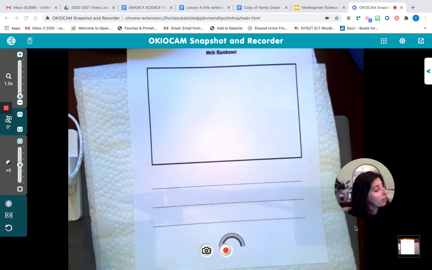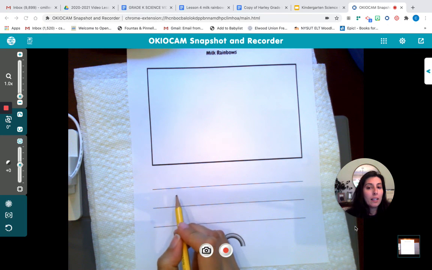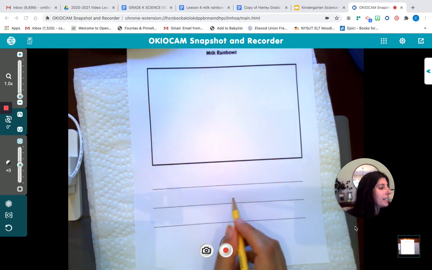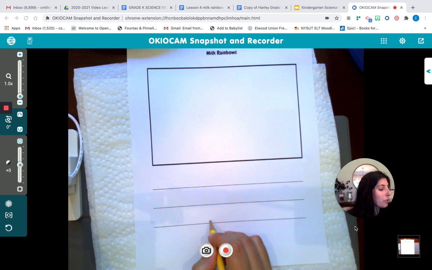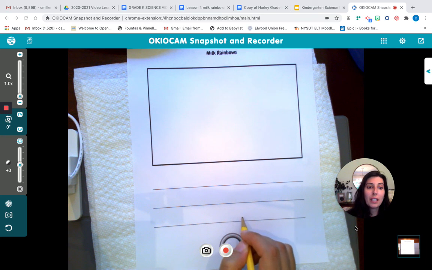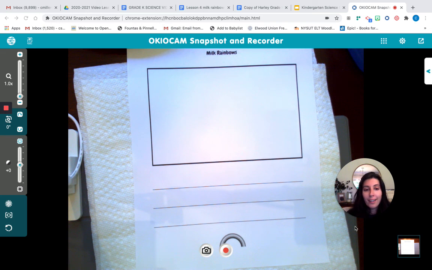So let's see, if I was writing, what might I say? I might say, when we added dish soap to the milk with food coloring, the food coloring spread out to the sides to make a rainbow. I might say something like that.